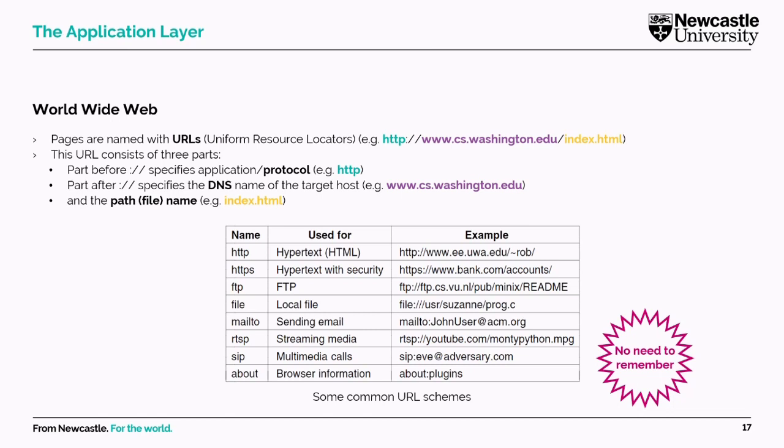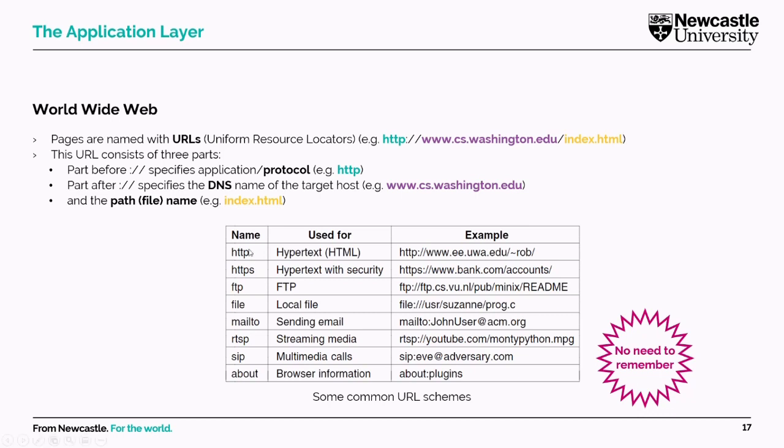So the pages are named using URLs, short for Uniform Resource Locators. So this is an example. You can see three parts in this URL. You have the part before the colon and double slash, which specifies the protocol. So the protocol you most commonly use to browse the internet is the HTTP protocol, as mentioned.